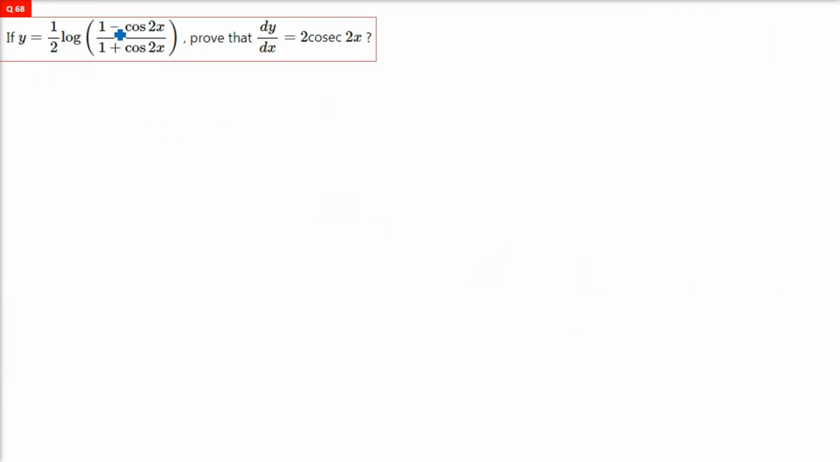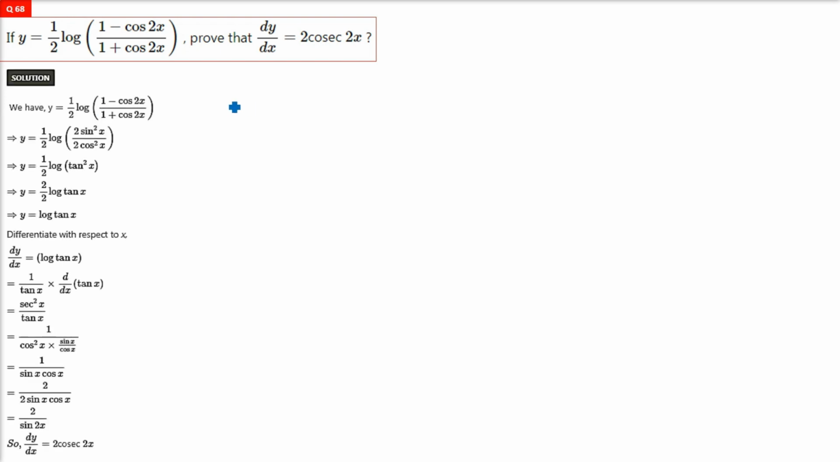If y is equal to half log of this term, we have to prove dy by dx is equal to twice cosec 2x. We have seen the trigonometric solution, differentiating in different ways. So half is already there. The question might also have been under root of this thing; this type of question can come. So consider taking this half, or any power inside the root or log term, and this power has to come in front.